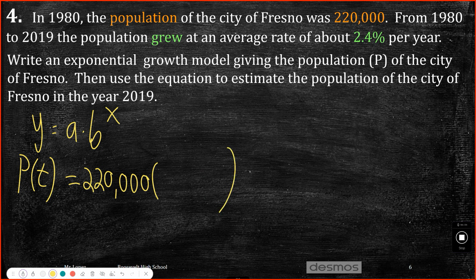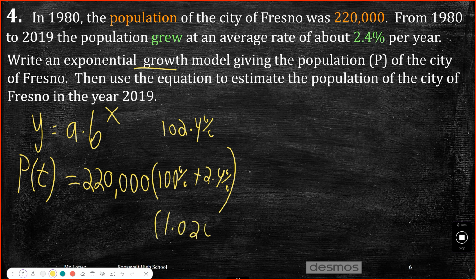So look, it's 100% as it is. It's telling us that it's growing. You're going to add how much? 2.4%, no? So what's 100% plus 2.4%? 102.4%, yes? So how do you get rid of that percent and make it a decimal? Don't you get rid of the percent and move the decimal to the left two? So it's going to be 1.024 to the power of t. That's the formula right here.